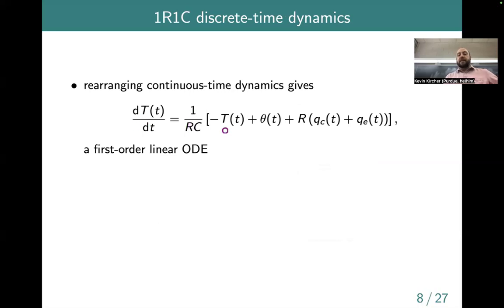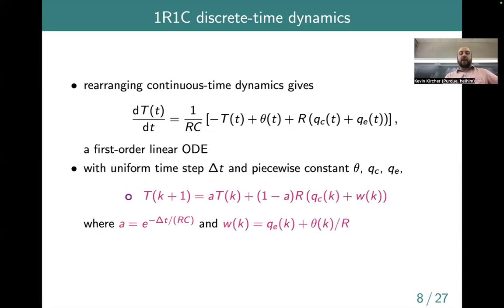So 1 over RC times this term here where we have temperatures, and then we have R times those thermal power source terms. So this is a first order linear ordinary differential equation. It has more terms in it than the one that we wrote down for a battery, but it actually has really similar structure to the battery equation. So we have time derivative over here, we have a state variable. This is kind of like the energy, but it's the temperature in the thermal circuit example. And then we have some other stuff. So all these additive terms in the equation basically play the same role that the charging or discharging power plays in a battery equation.